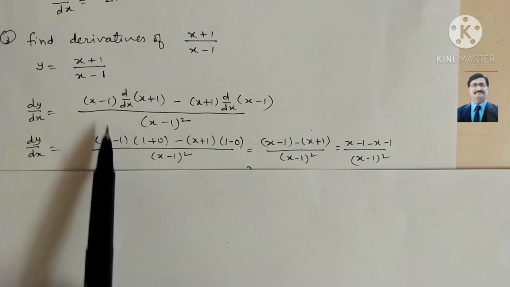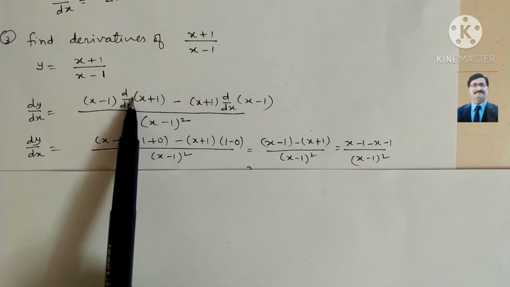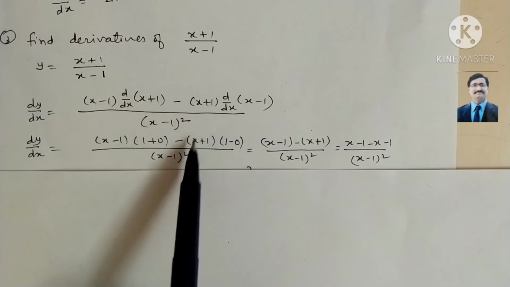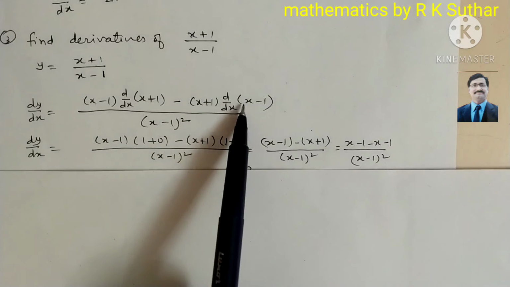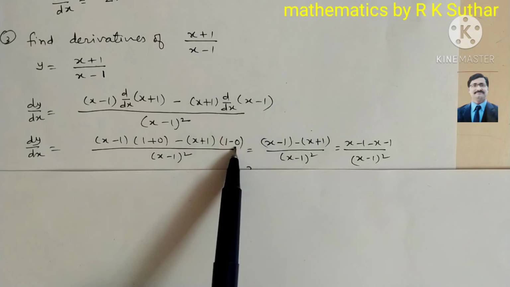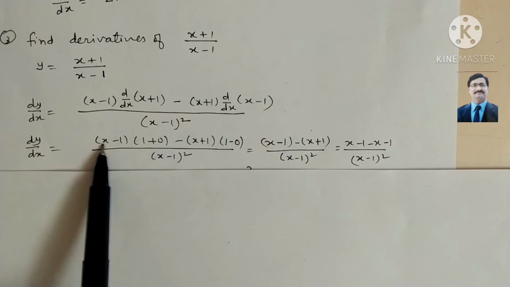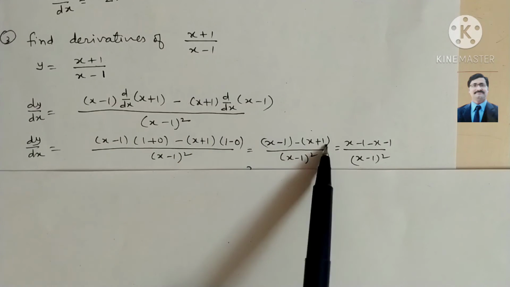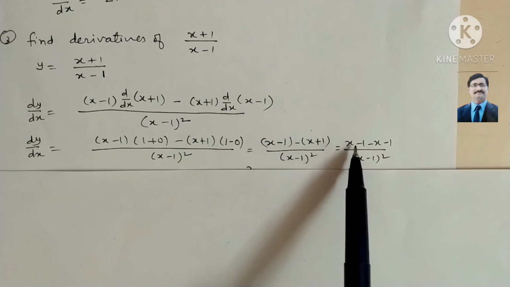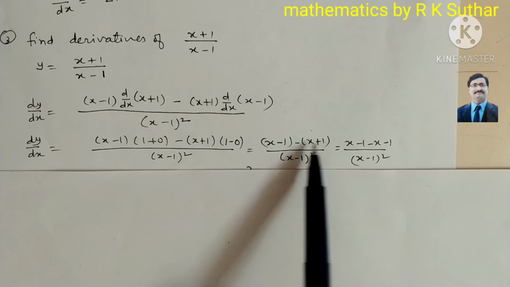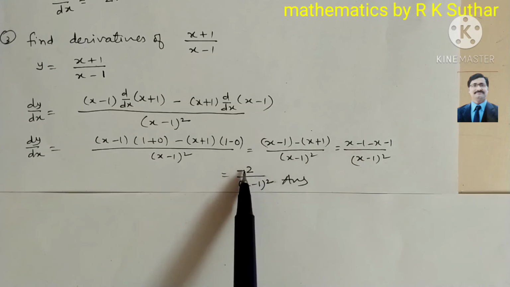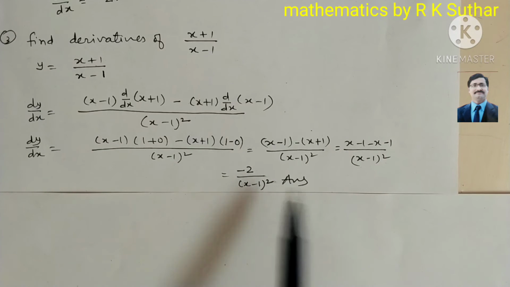Now (x minus 1) is as it is, and we do the differential of this portion. So the differential of x is 1 and the differential of 1 is 0, minus as it is, (x plus 1) as it is, the differential of x is 1 and the differential of 1 is 0. Now we multiply these by 1s, we get x minus 1. This we multiply by 1, (x plus 1) as it is, we open the bracket. So x minus 1 and this minus x and minus 1 we get. x and x we can cancel, minus 1 and minus 1, minus 2 upon (x minus 1) whole square we will get.